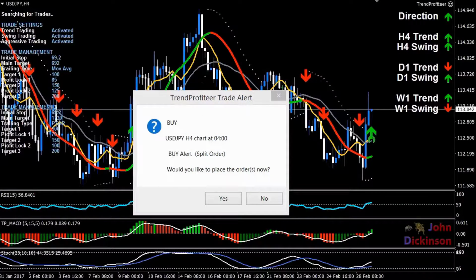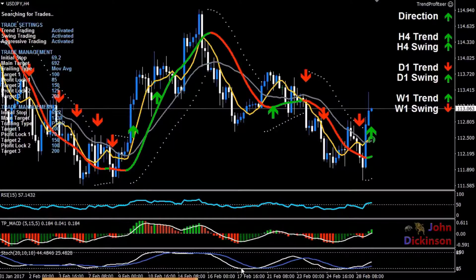Hey guys, I'm Michael Newrock, and I'm just considering taking a trade. It's on a buy on the dollar-yen 4-hour time frame. You can see that overall direction is up. 4 out of the 6 high time frames are pointing up.